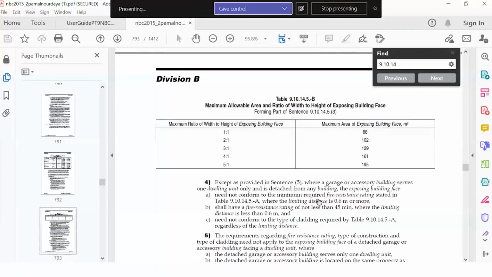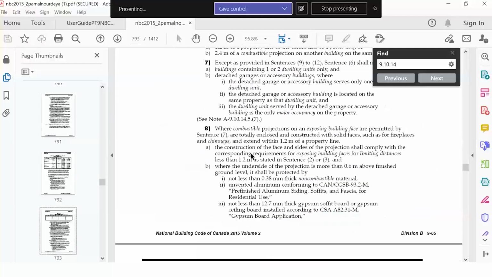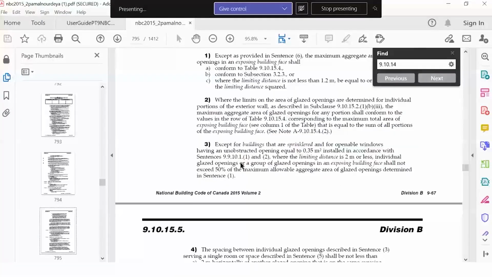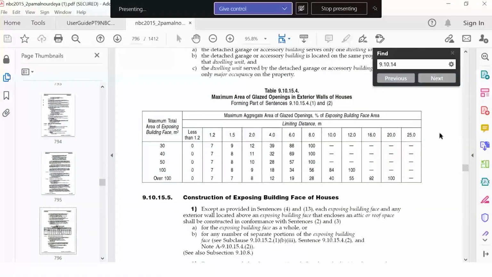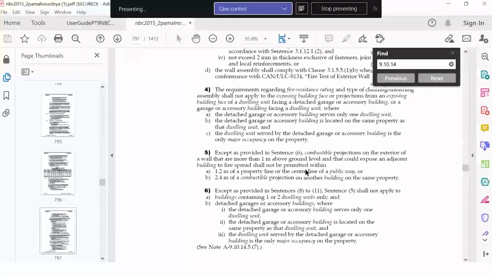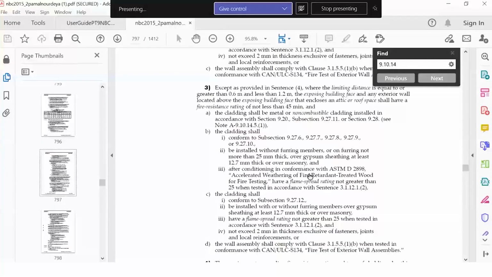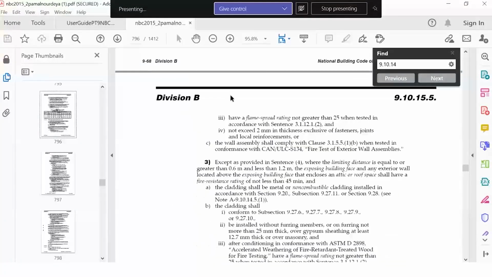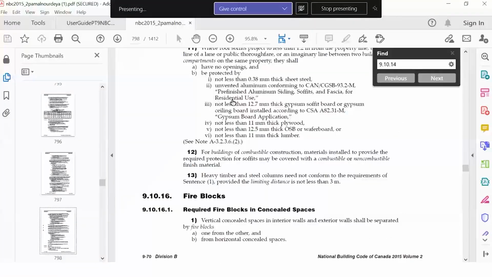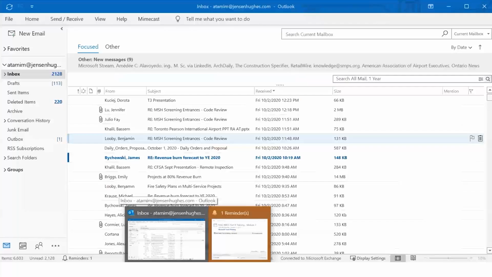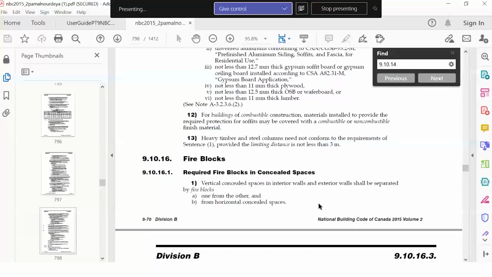Okay, that explains. Thank you. Yeah, so these are the provisions. And same thing for houses. For houses, it's even more simple to determine, where you look up the distances, you've got the percentages, and then for the percentages, you just have provisions here, 9.10.15.5, which tell you about the construction of the exposing building face. So you just have one table to look at, and then you look at the provisions of the code depending on the maximum permitted glazed opening in the exterior wall of a house, and that's how you do that.